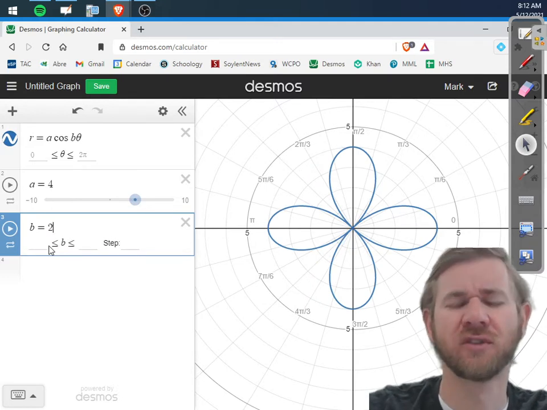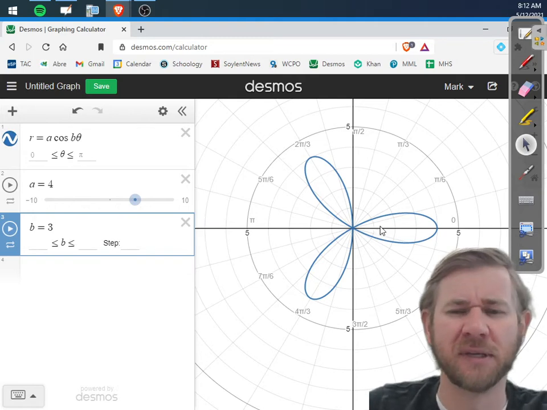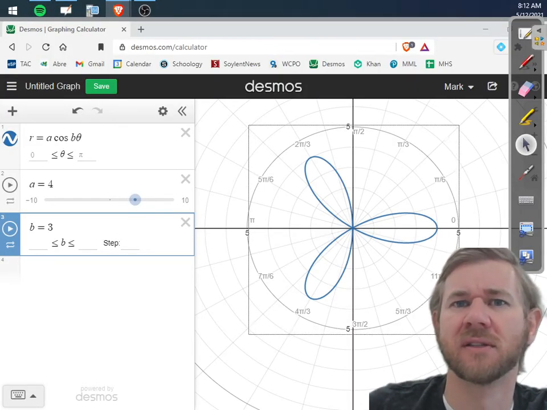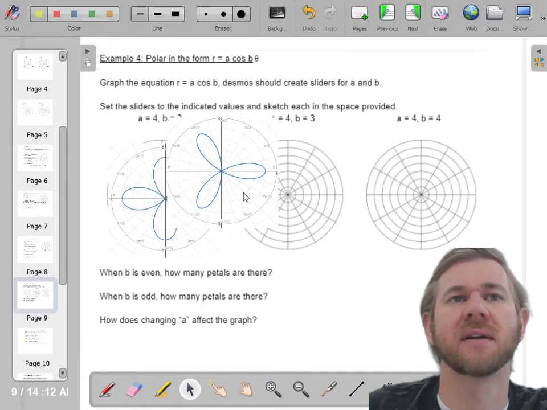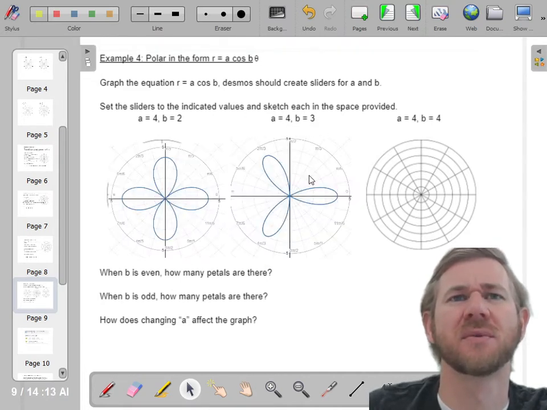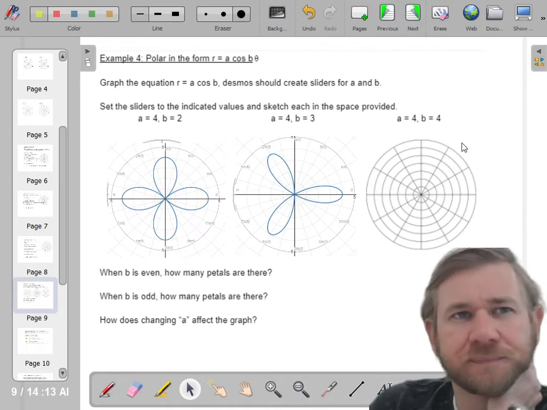When b is 2, there's 4 petals, but when b is 3, there's only 3 petals. That surprised me, that b is 2 and there's more petals than when it's bigger. So we'll have to look at this. Okay, that's cool, I guess. So yeah, you see what I'm saying? B is 3, there's 3 petals. B is 2, there's 4 petals. What about b is 4?